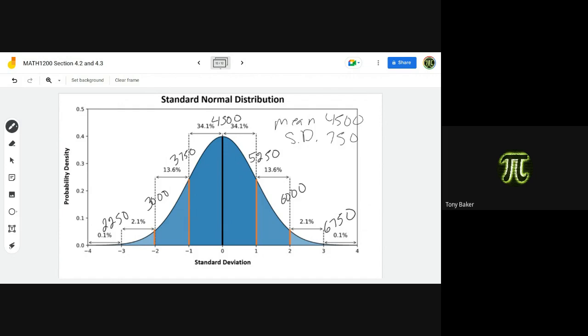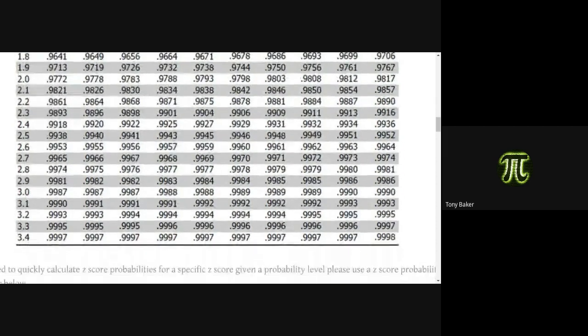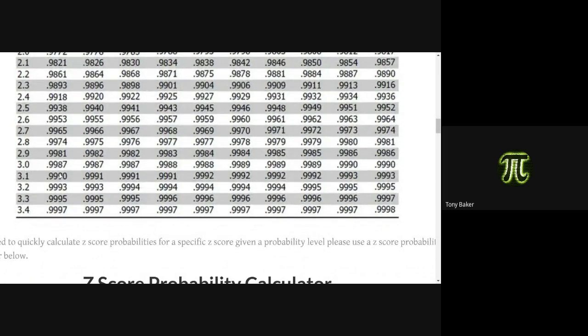If I go to 1, what's the number right next to 1? 0.84. Oh, you're not in that. I'm not on the screen. There we go. What's the number right next to 1? 0.8413. That's 84.13%. So the Z table will tell you exactly what that percentage is. So if you're at 3 standard deviations above the mean, you're in the 99.87, so the 99th percentile. Because you're at 99.87%.